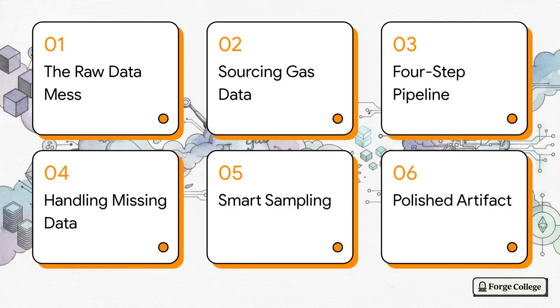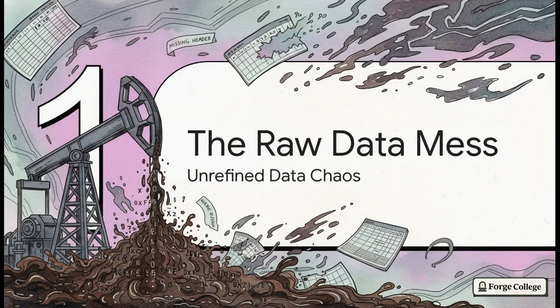Okay, here's the master blueprint for our data refinery today. We're going to look at the raw data mess, figure out how to source your data, build a 4-step cleaning pipeline, safely handle missing data, use smart sampling strategies, and finally output a beautifully polished artifact. Let's kick things off with Section 1, the raw data mess.